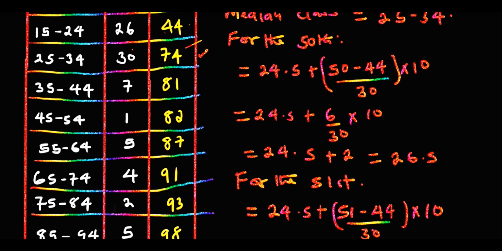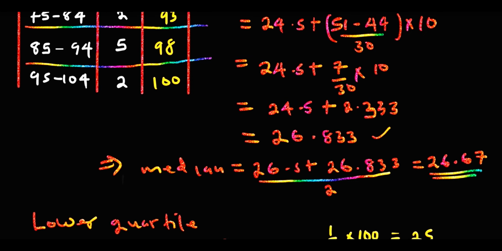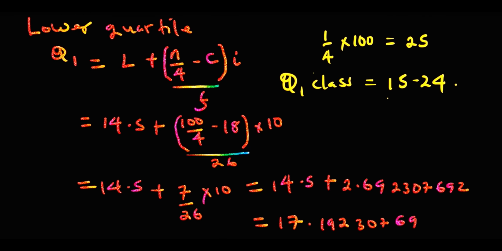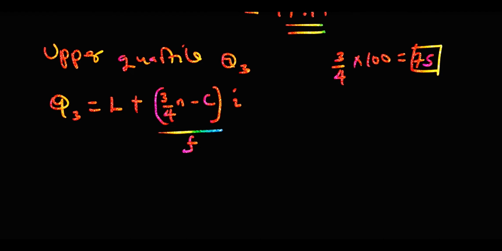So let us go back and use that information to solve for our Q3. So now we have identified that the Q3 class is the class that is 35 to 44.